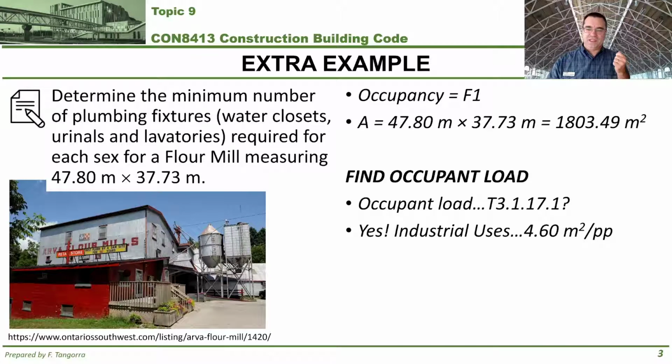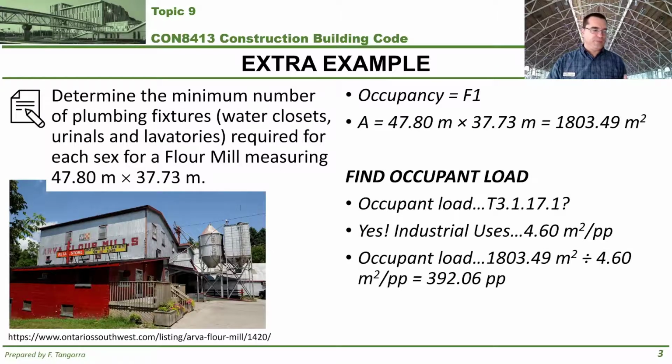Now that we have the occupant load factor and the area, we can divide the two to find out the number of persons that are expected in this space. The occupant load is area divided by occupant load factor. So 1,803.49 square meters divided by 4.6 square meters per person gives us 392.06 people. Is that the number we use for the expected number of people to use this space?